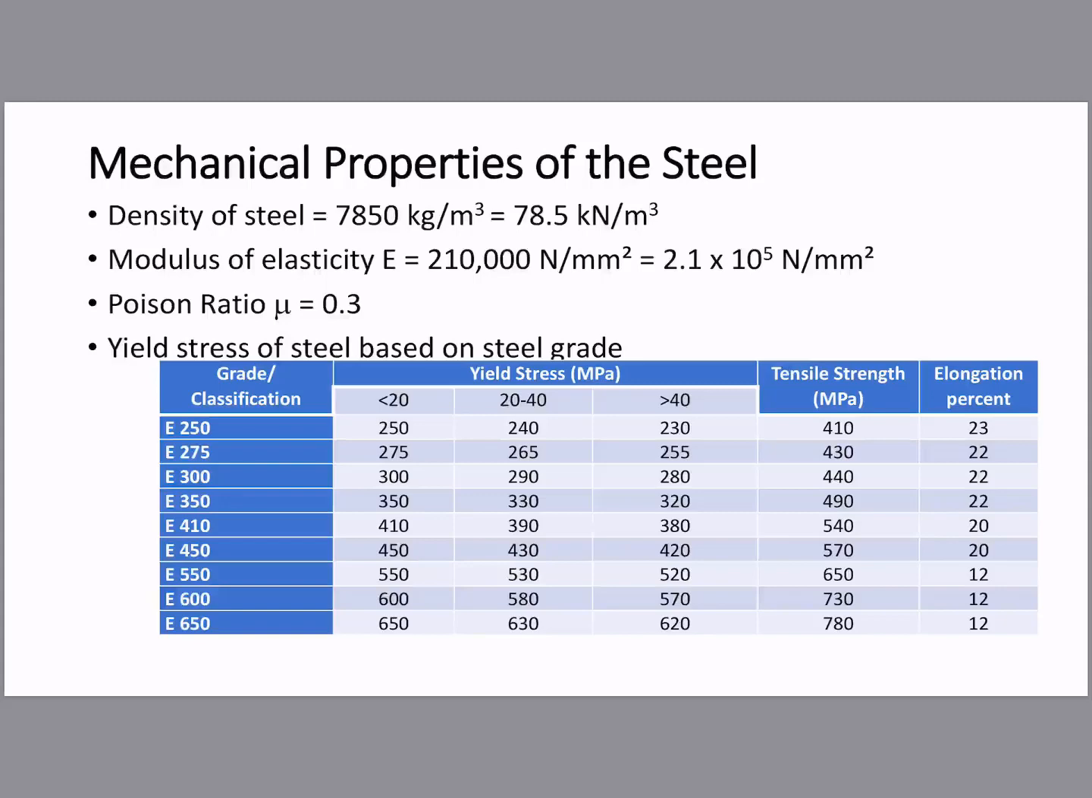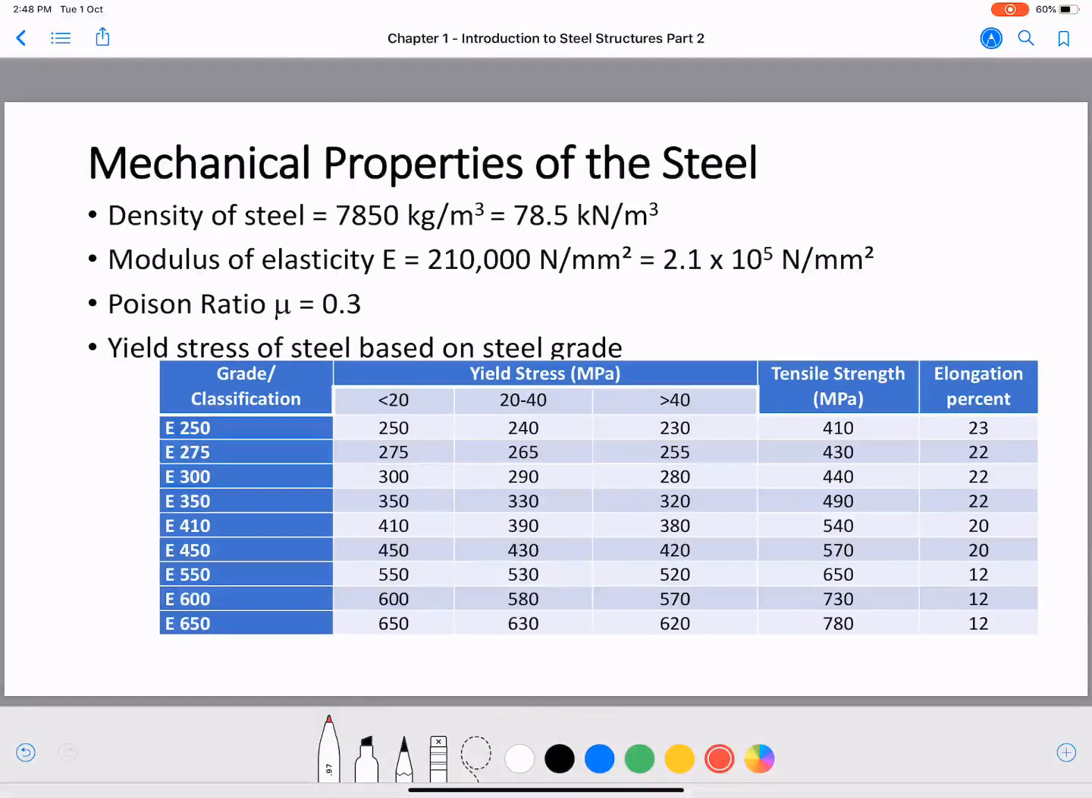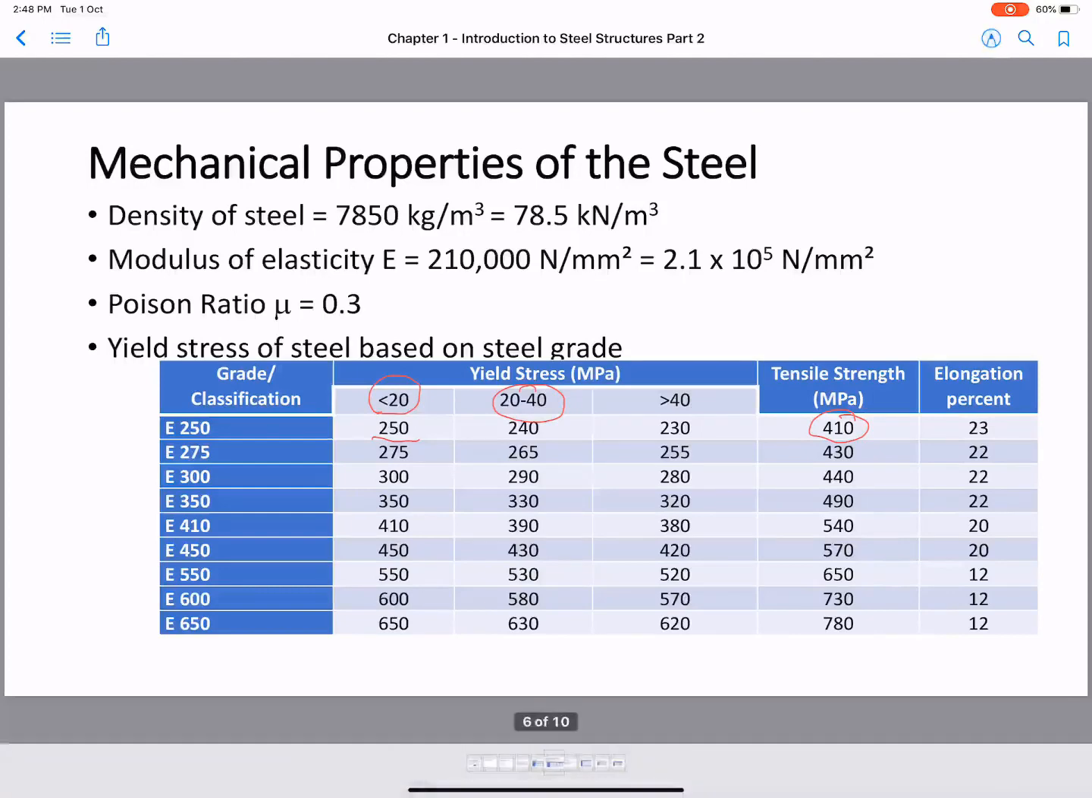Now come to the mechanical properties of the steel. Based on the thickness of the member, we are able to identify for each grade what the yield stress is. You see, this is the thickness of the member. If the thickness of the member is less than 20 mm and the grade of the steel is E250, the Fy value equals 250 and the tensile strength is 410 MPa. Based on that, we can find the yield strength and ultimate strength of the section. This is also given in the code book.